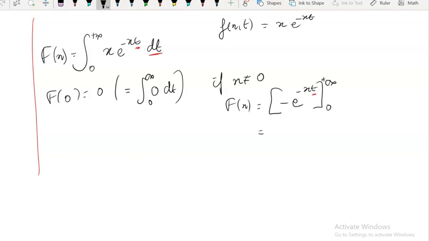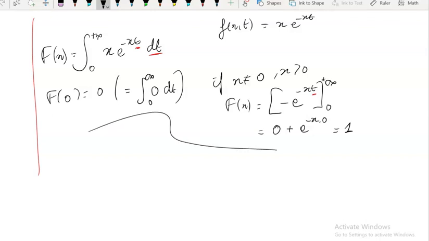For x positive, sorry, I should have said that. If x is negative, that's not going to converge, but if x is positive, that's indeed converging. And in that case, I will have e minus xt when t tends to infinity, that's 0, minus the value when t is equal to 0, so minus, that makes a plus, exponential minus x times 0, so that's exponential of 0, that's 1. So that's equal to 1.